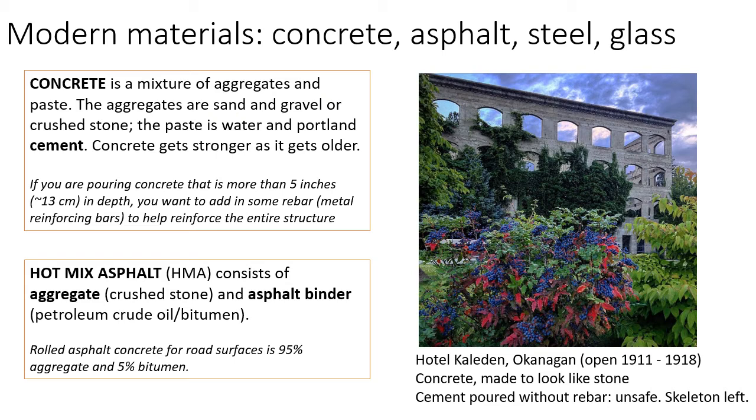For asphalt, which is also made of mostly aggregate, about 95% is aggregate, and then we add an asphalt binder, and the asphalt binder also is made of a geological material well known to you. It's petroleum crude oil or bitumen. So when we heat that, it's moldable and you can actually roll it out as we do now. So both these materials are mostly geological material.